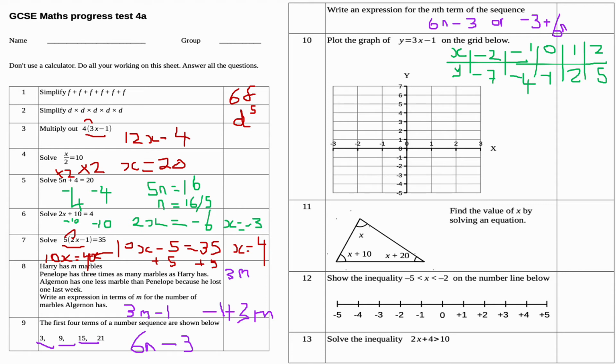Right, so looking at our grid, we've got -2, -7, so that's off the charts. -1, -4, so that's going to be there. We're going to have 0, -1. We're going to have 1, 2. Then we're going to have 2 and 5.